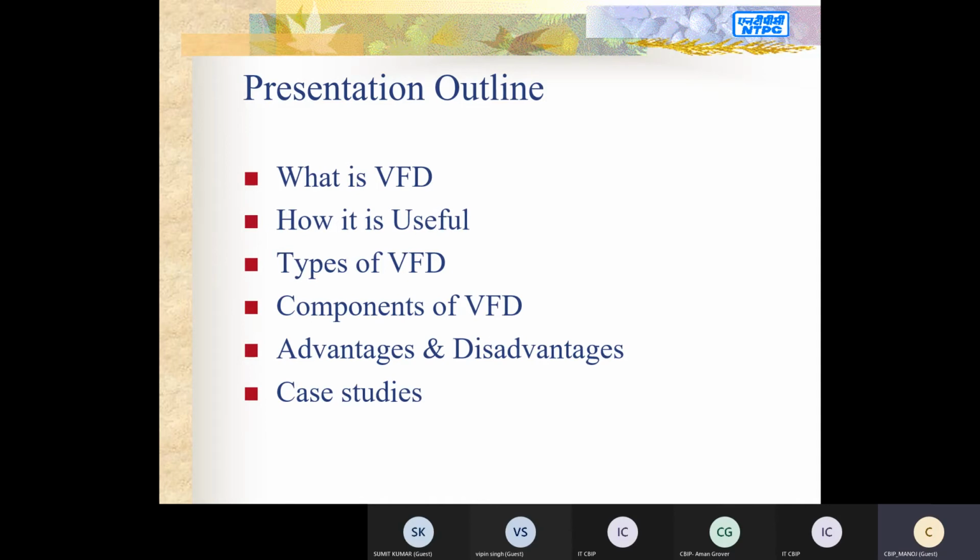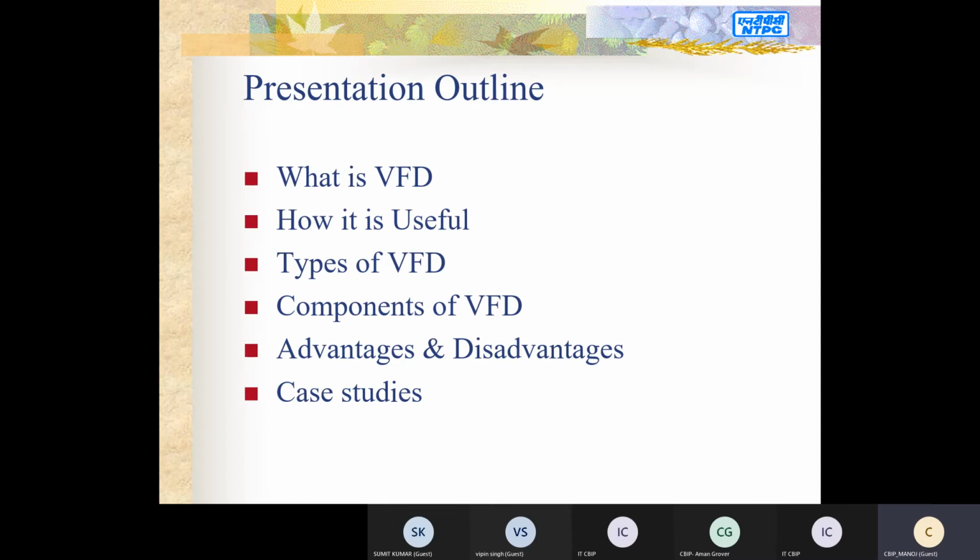Now coming to what is VFD? What are we doing in VFD? As the name suggests, it is variable frequency drive. So what is the formula for speed of the motor? If you want to determine the synchronous speed of the motor, what is the formula? N is equal to 120 F by P. Yes, very good. It is 120 F by P.